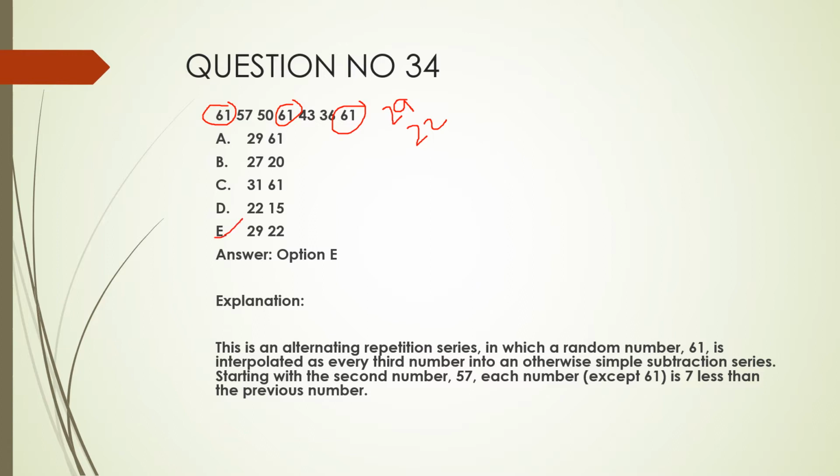It was so simple that there's only deduction of 7 from every letter, and there's a constant, that is 61.